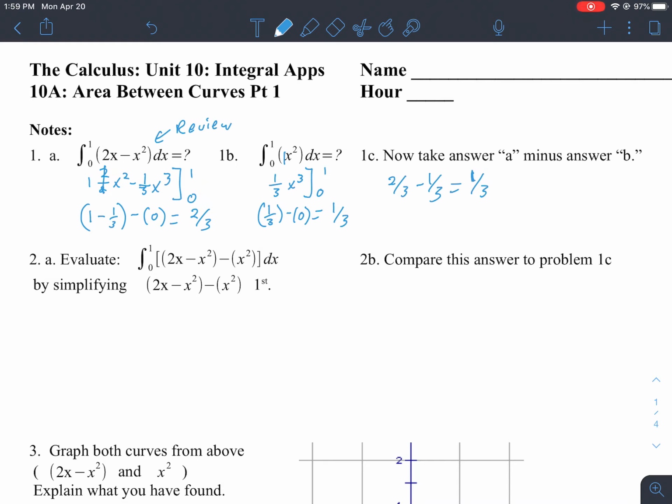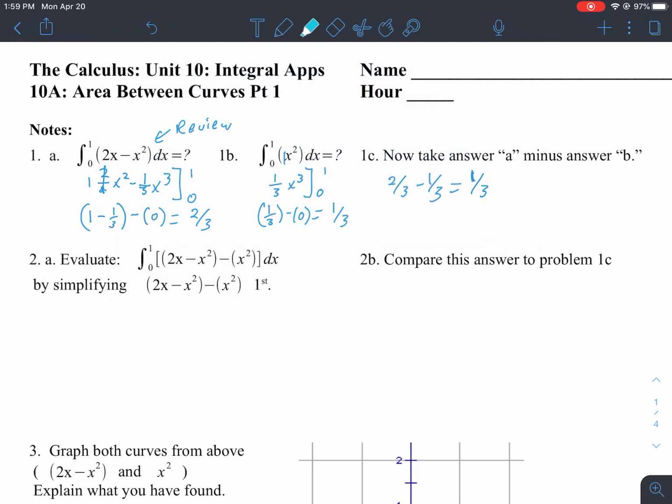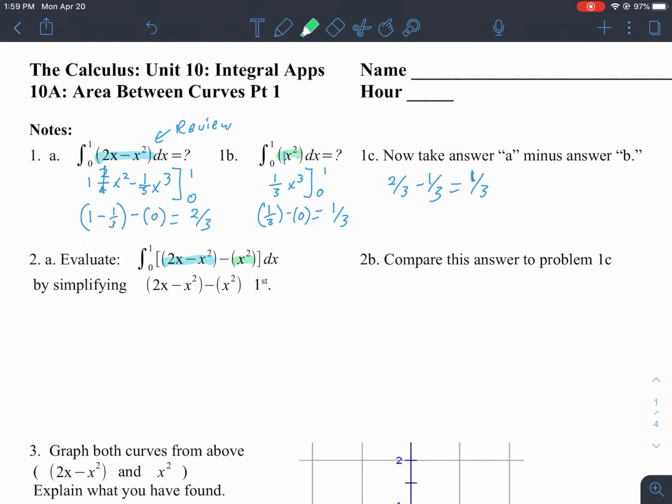There is a second way to get this problem. Instead of taking the integrals and subtracting later, what if you simplify first? So if you look at this problem, 2x minus x squared is here, and then x squared is here. Instead of subtracting later, let's try subtracting first and see what happens. I wonder if we can do it this way.